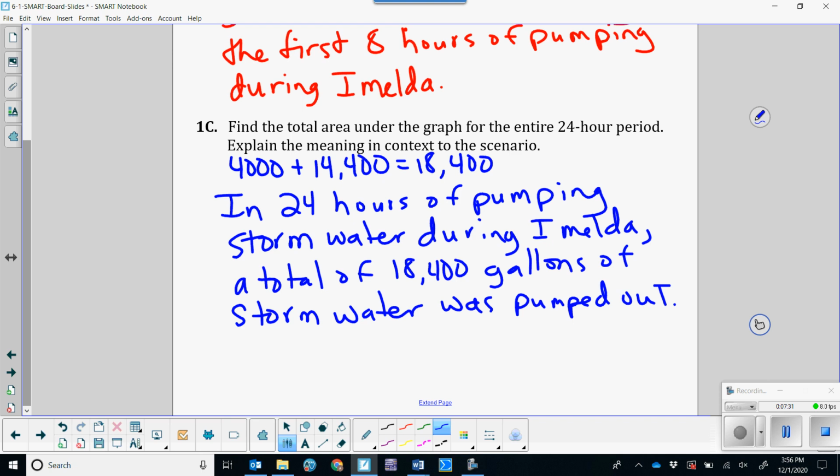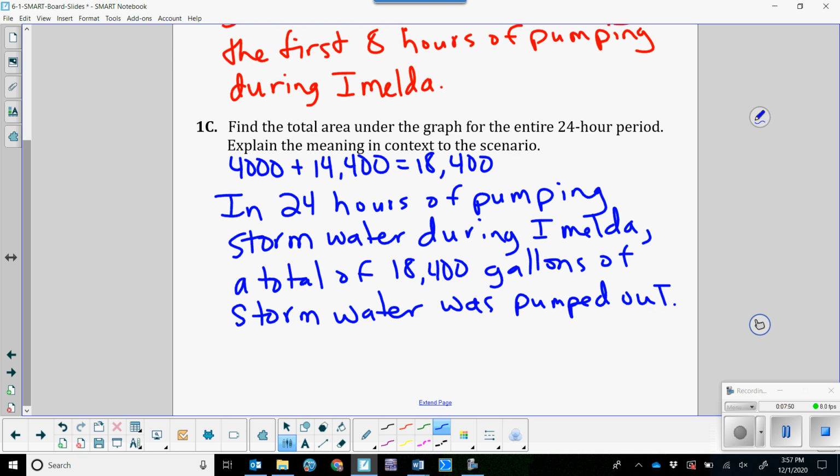Okay, or removed, or whatever you want to say. Okay, so that's the context of the problem. Well, that problem's super easy and very easy to see what's going on because you have just a nice rectangle and it's very constant. Every hour you're getting so many gallons out, so it's really easy to figure out.